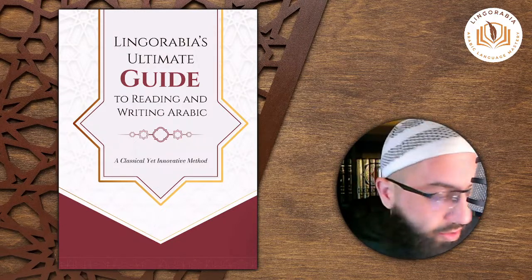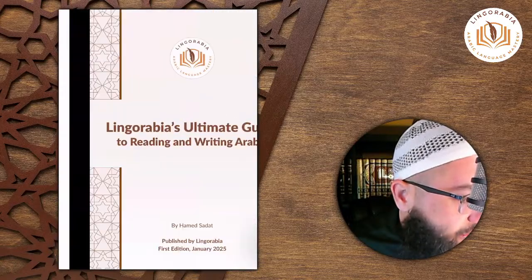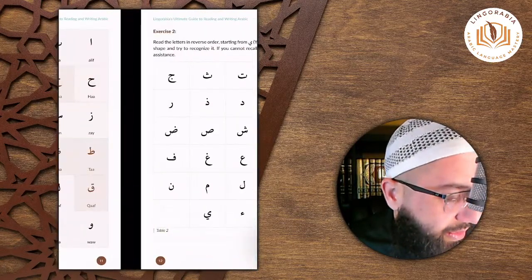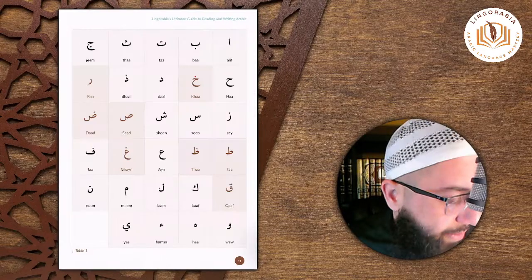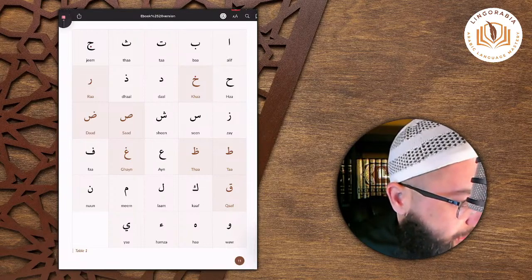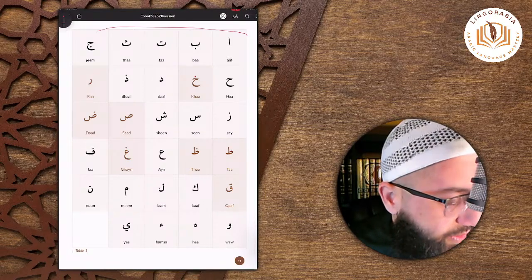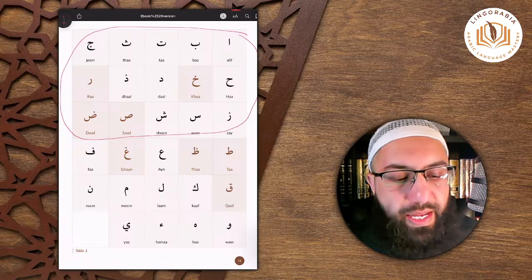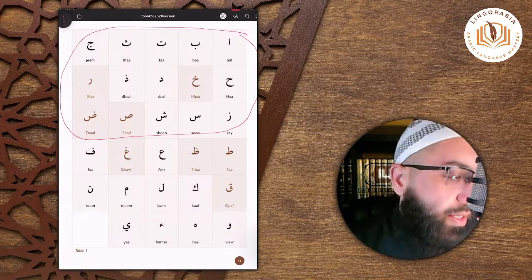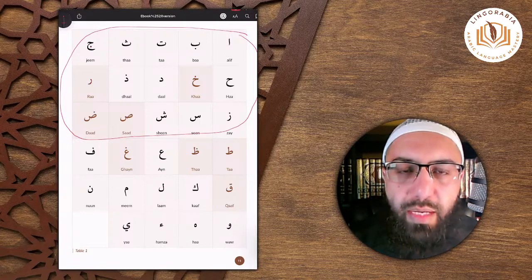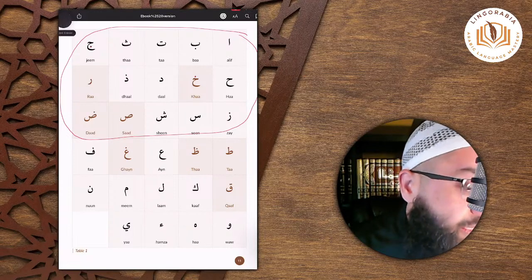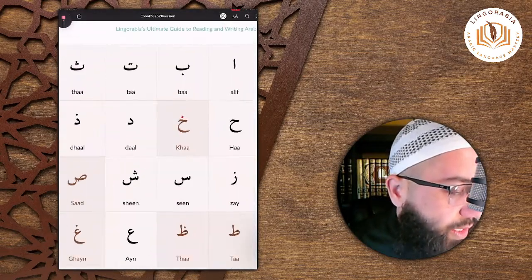Yalla. So, last lessons, brothers and sisters, we discussed the letters of the alphabet. Not all of them, but we covered half of it. We covered from alif to dad. So we are going to do a small revision, and then we carry on with the other letters.